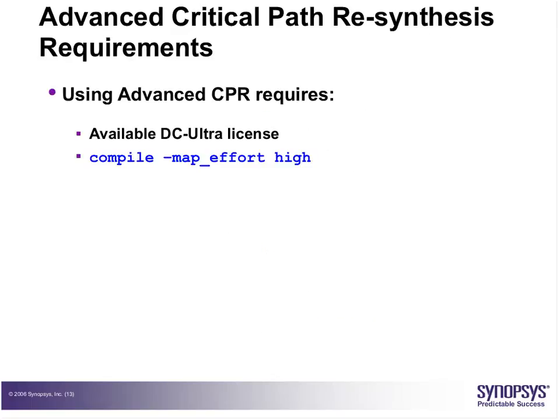How do we enable this? We tell compile minus map effort high. Now in many cases compile minus map effort high takes a long time to process. So you should first try compile or compile ultra. If it works fine, then good. If not, you can use compile minus map effort high to see if, after doing critical path resynthesis, your design meets timing. It needs a DC Ultra license again.